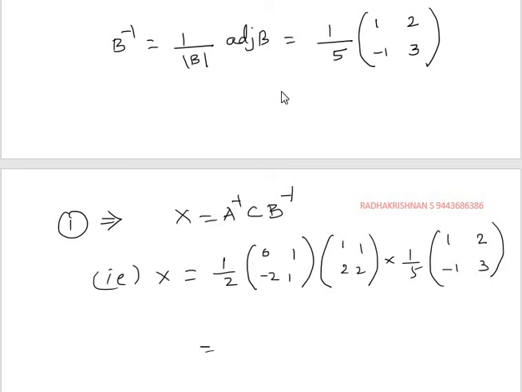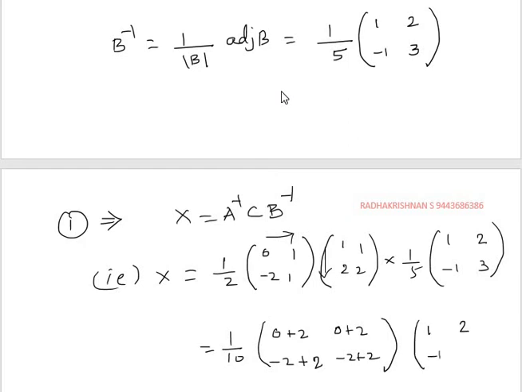Yes. Now first we can bring this 5 also this side, 1 by 10. Then first multiply these two matrices. Take the first row and the first column and multiply. 0 plus 2. Next is what? 0 plus 2. Again take the second row and multiply. Minus 2 plus 2. Again minus 2 plus 2. Right? The 1 by 5 we already took out. What do we have? 1 2 minus 1 3.